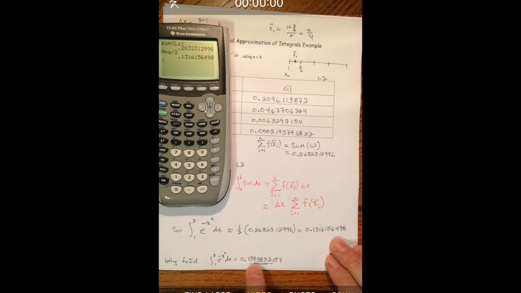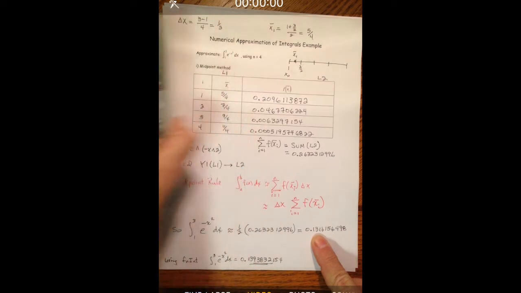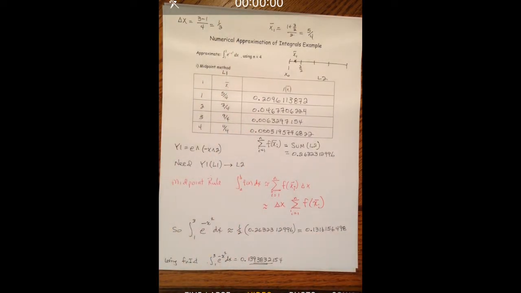Now, I took the liberty of actually calculating this integral using fnInt, and we're going to assume this is correct. And notice we only get 2 places of agreement, 2 places of accuracy. Well, it's not going to be a very good approximation with just 4 subintervals. But still, even with just 4 subintervals, we get agreement to about 2 decimal places. That's not bad. Okay, so there it is. Take a second. Make sure you get what I get. And let's move on to the trapezoidal rule. So the trapezoidal rule.